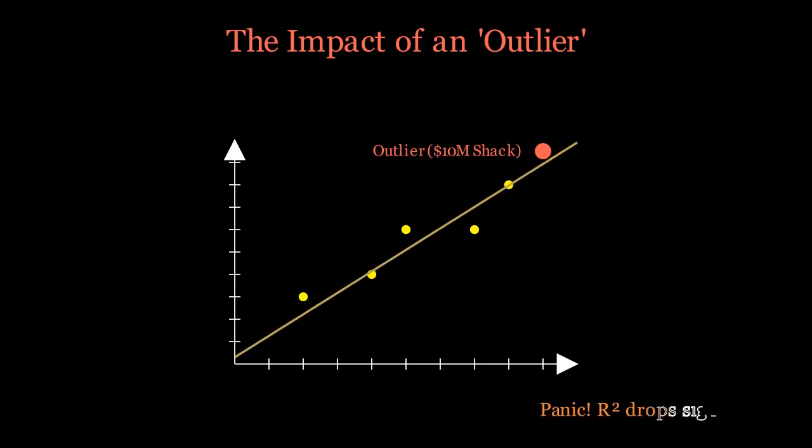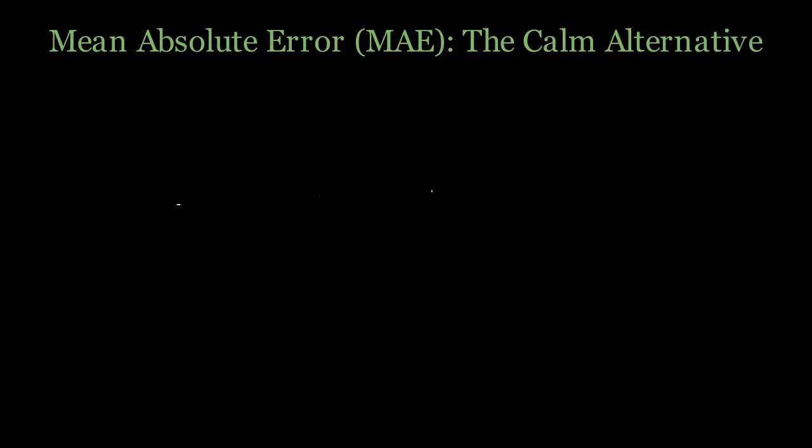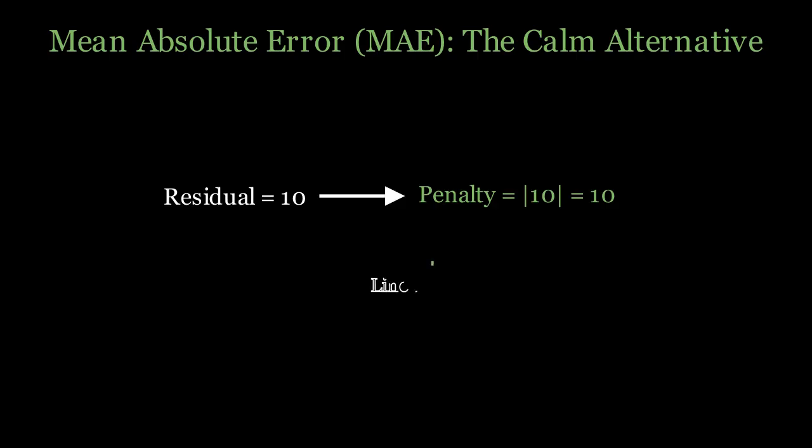This is where mean absolute error, or MAE, enters as the calm alternative. Instead of squaring the residuals, MAE simply takes the absolute value. A residual of 10 stays as 10. It doesn't explode into 100. Geometrically, if MSE is represented by the area of squares growing exponentially, MAE is represented by simple linear lengths. It treats every unit of error with the same weight, regardless of its magnitude.